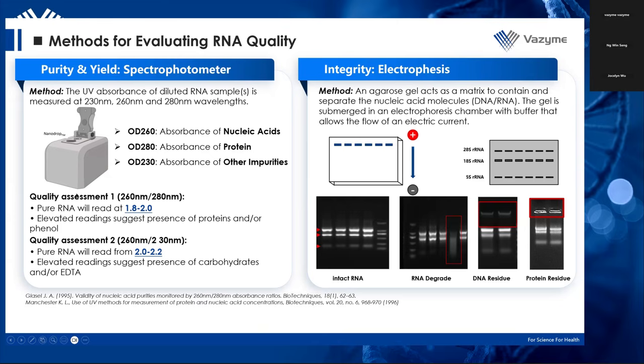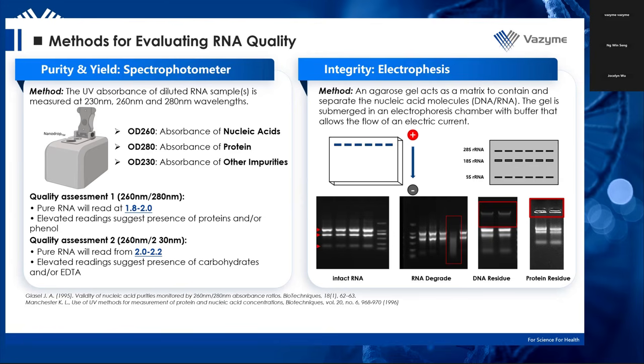There are usually 2 values that we take note of. The first is the 260 over 280 nanometers. If the reading is between 1.8 to 2.0 for RNA, this is the ideal reading. For RNA, 1.8 to 2.0, and changes, whether it's elevated or reduced, usually suggest the presence of proteins or phenol. If it is elevated, that means the RNA is of very low concentration. If it is reduced, then there might be protein and phenol inside your samples.